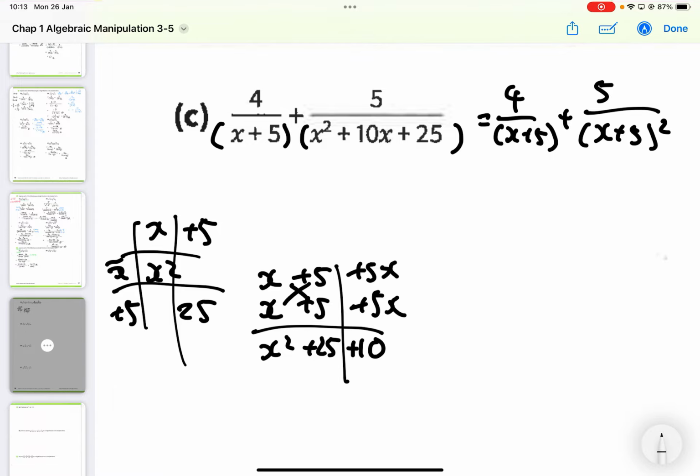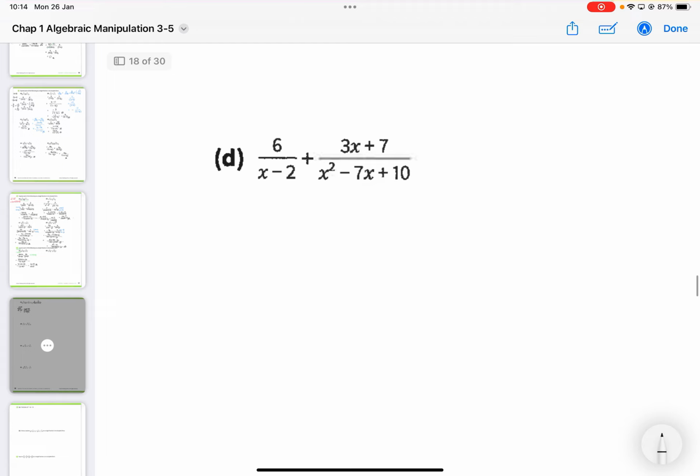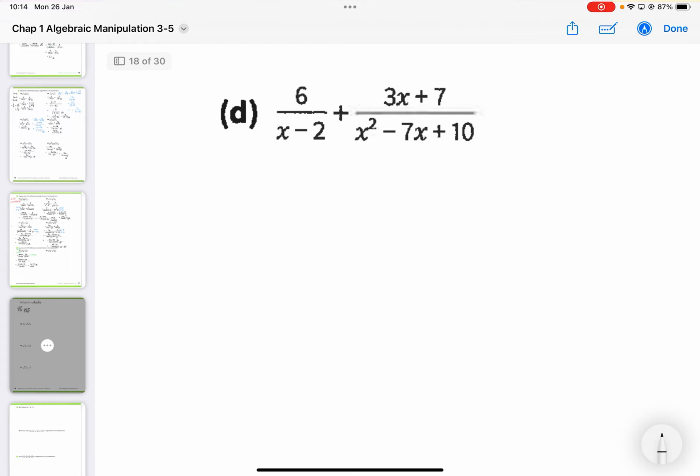Okay? It may not be x plus 5 one, but it will always follow this pattern. You use this x plus 5 to help you with the factorization. Unless you are using your calculator. But you don't need to use a calculator. Also can do, like this one, part D. I know that I need to factorize this first. But to factorize this, I know that x minus 2 can help me.